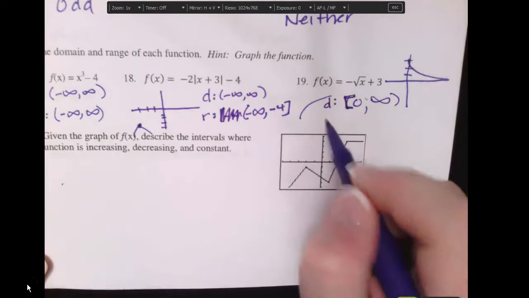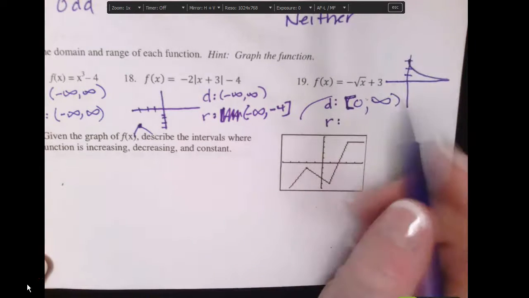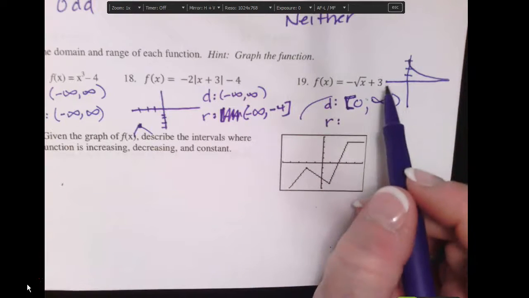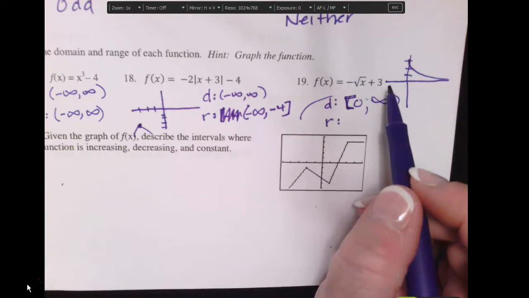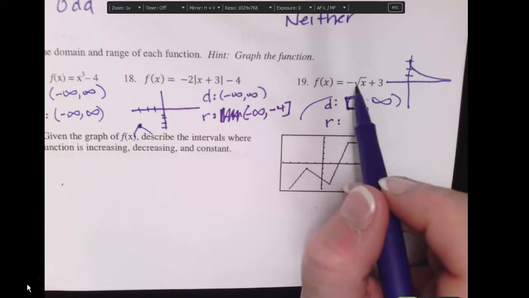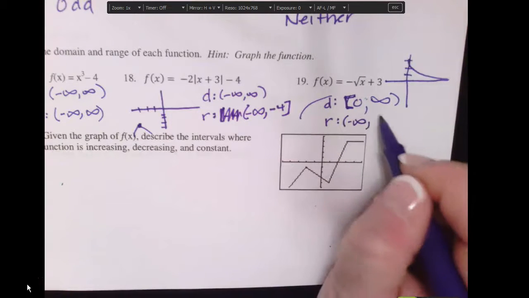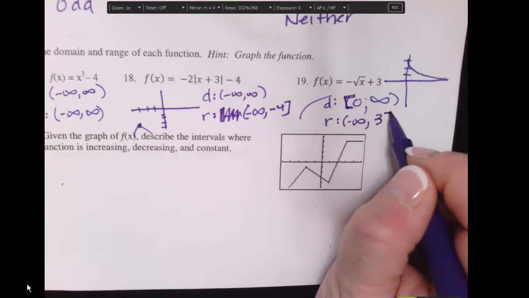That's for the domain. Now the range, the top of the range is 3, and then it goes down. It can go down to infinity because I could get a positive value here, but this would change it to be negative. So I'm going to go from -infinity to the top of my range.